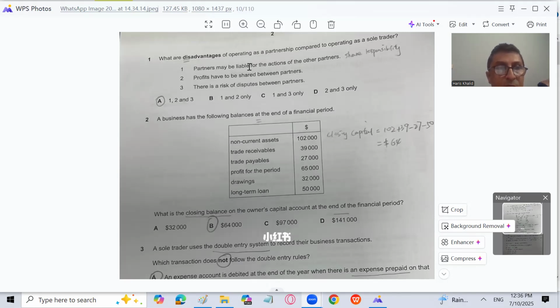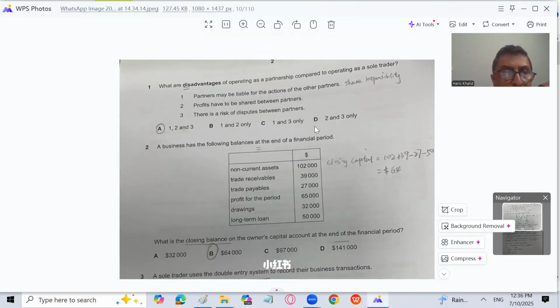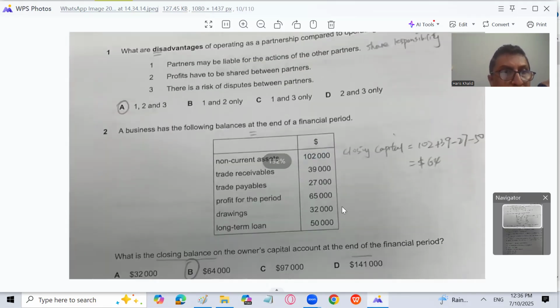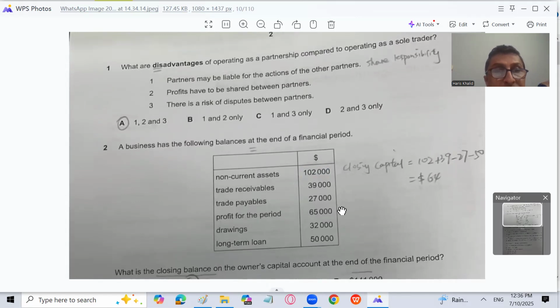What are the disadvantages of operating as a partnership compared to operating as a sole trader? Partners may be liable for the actions of the other partner. Profit has to be shared between partners. There is a risk of dispute between partners. All three are disadvantages of operating as a partnership. So A is the answer, 1, 2, and 3.